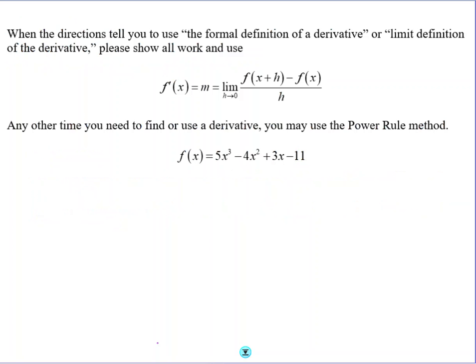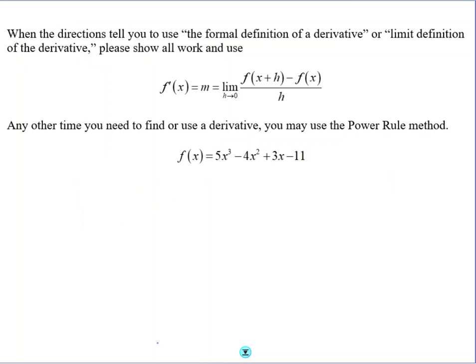So, first, when the directions tell you to use the formal definition of a derivative or the limit definition of a derivative, you need to show all of your work and use the definition that we discussed in the last video. The derivative, f prime of x, gives you the slope, and you find that by doing the limit as h approaches 0 of the difference quotient, which is f of x plus h minus f of x over h.